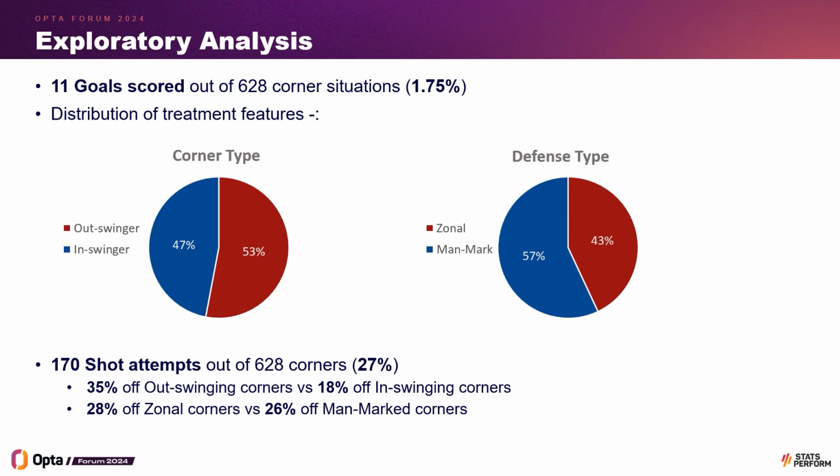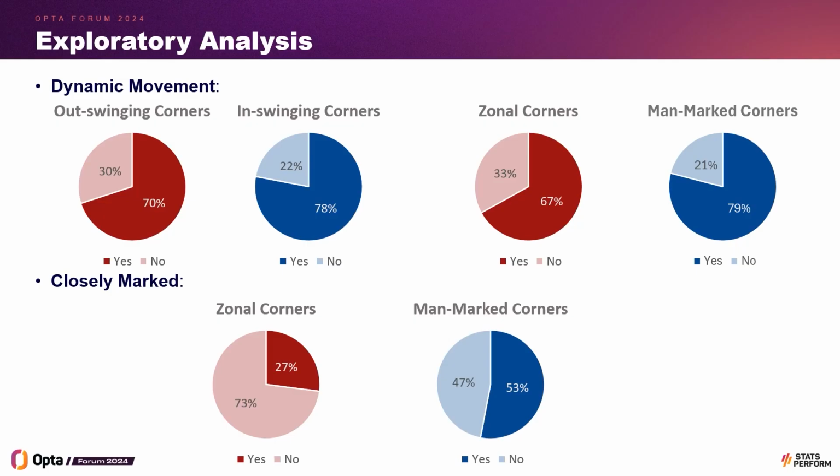Similarly, for the distribution of the other two features, the attacking players had to make dynamic movements to get to the ball location more frequently when attacking in-swinging corners than out-swinging corners. And they had to make dynamic movements more in man-marking corners compared to zonal corners. And as for perception, the defensive team was able to closely guard their attacker more frequently in a man-marking scheme compared to a zonal scheme.